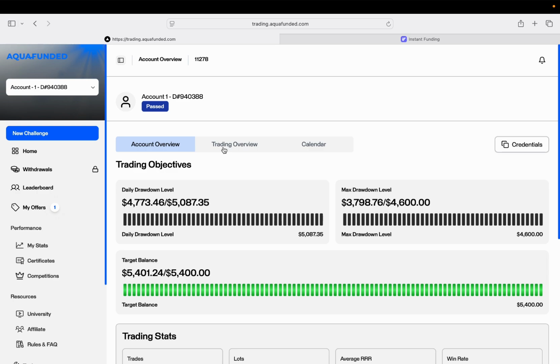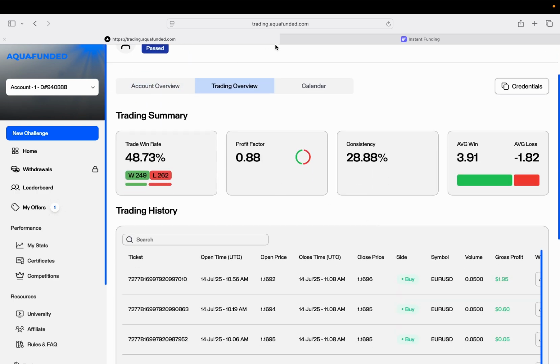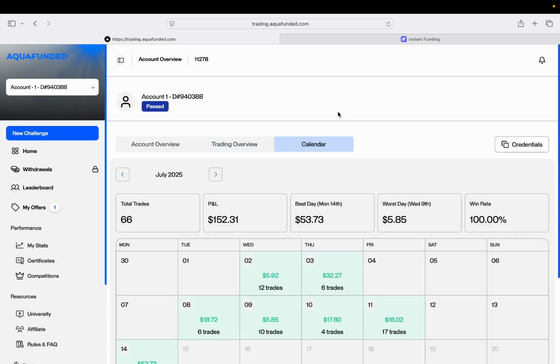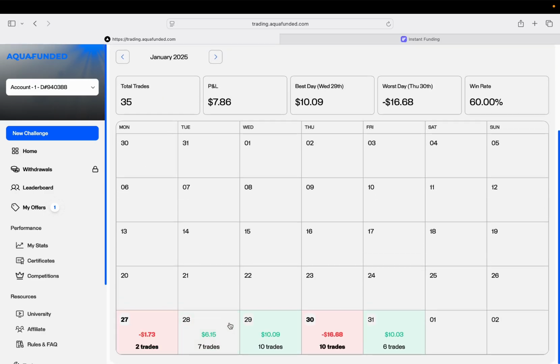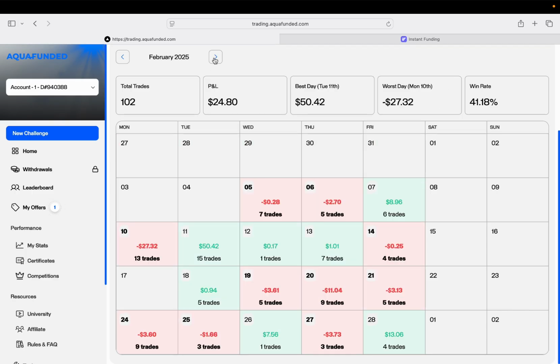So these are my stats, and let's check the trading overviews. 48% win rate. If I show you the calendar, you will see a gradual increase in my win rates and improved performance. In Jan, from 27th Jan we had these many trades. You can see this performance. Best day was $10, worst day was $16, win rate 60% only. In Feb it was the worst, 41% win rate.